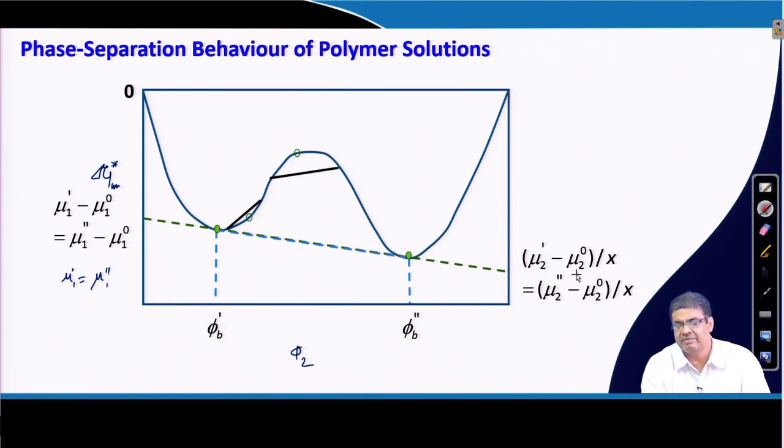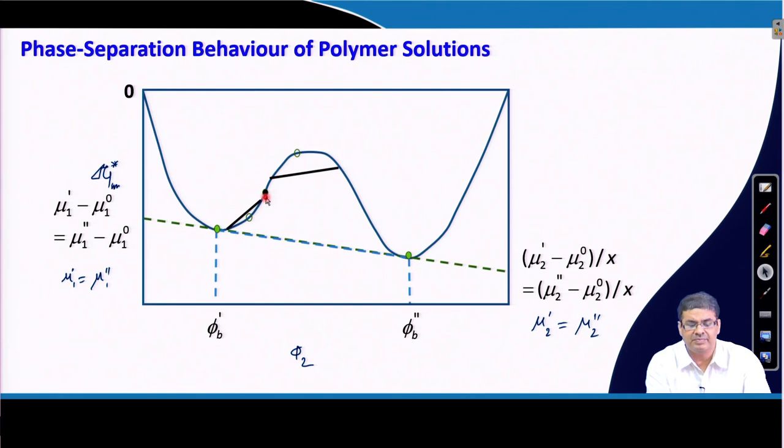Similar logic can be given for the polymer also. In this case, we can write that mu 2 prime equals mu 2 double prime, which means the chemical potential of the polymer in this particular composition is the same as in this particular composition, which means these two phases are in equilibrium.